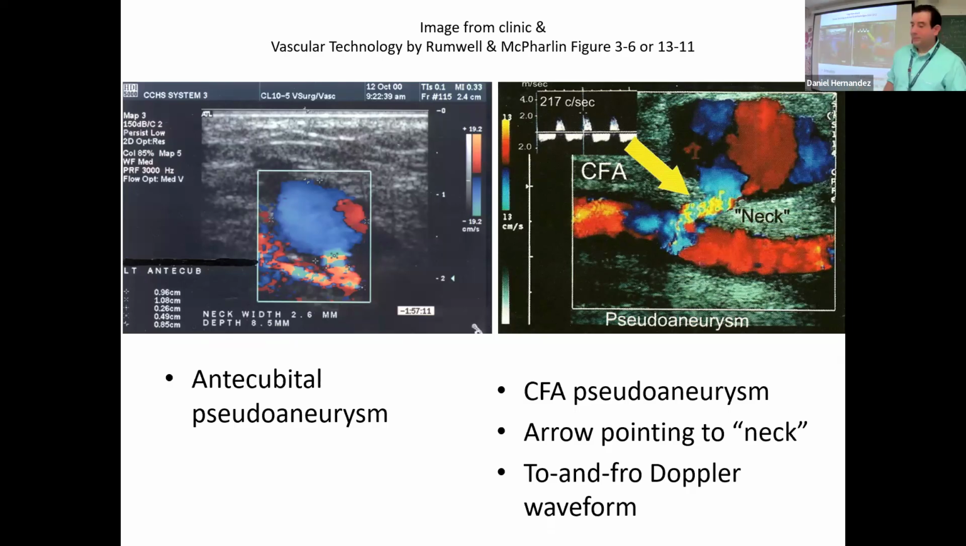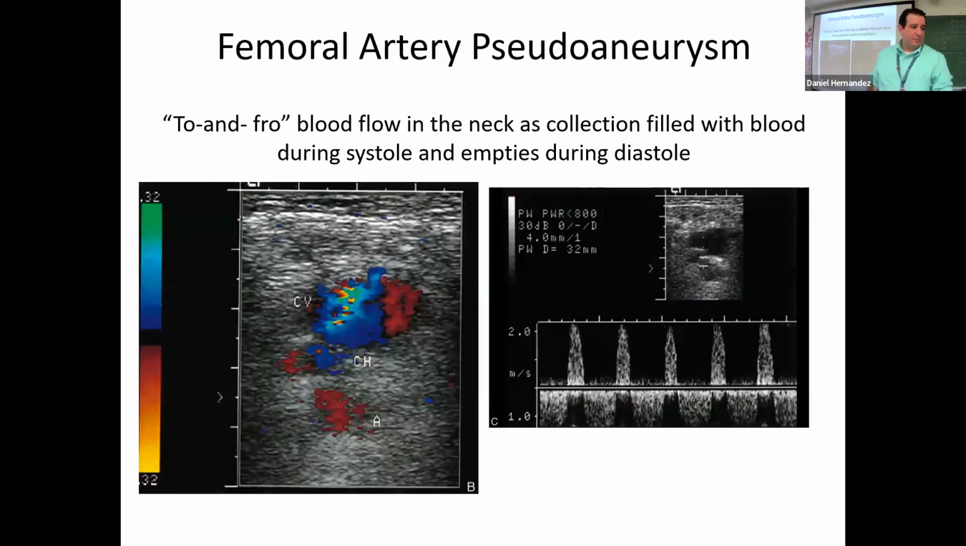So again, we have a nice bidirectional flow pattern. When they Doppler the neck, measure the diameter, the size of the actual pseudoaneurysm itself. Looks like here they were again Dopplering the neck, that distinct bidirectional to-and-fro flow pattern.